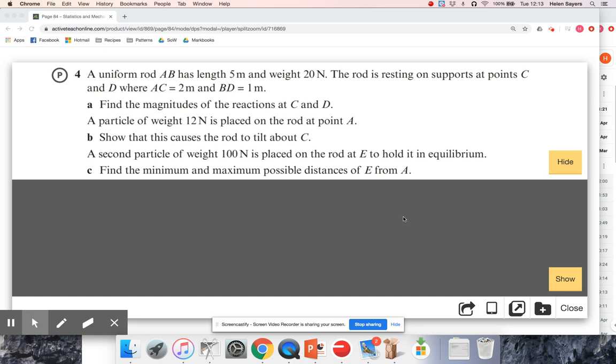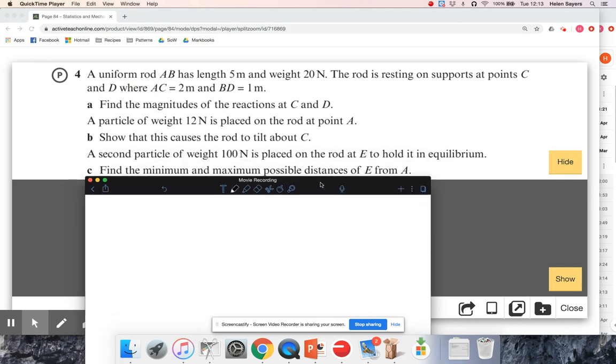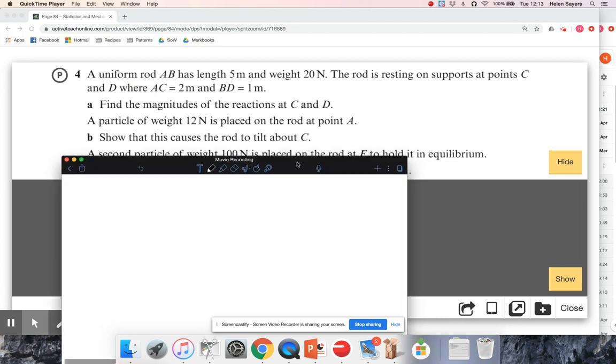Okay, so we're on exercise 4E from the second year mechanics section, and we're doing part B now. So they're changing the situation and they're introducing a particle of weight 12 newtons at A. So let's draw that again.